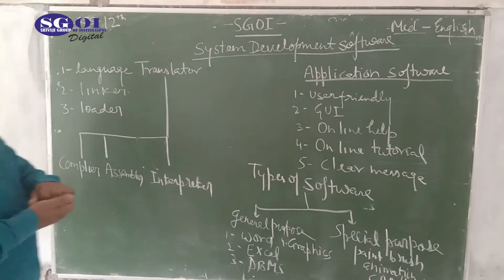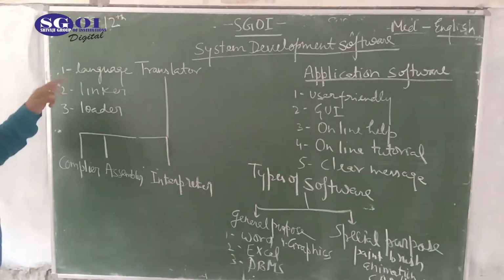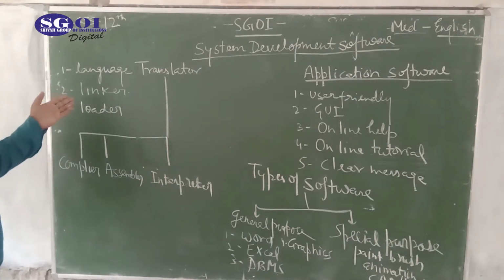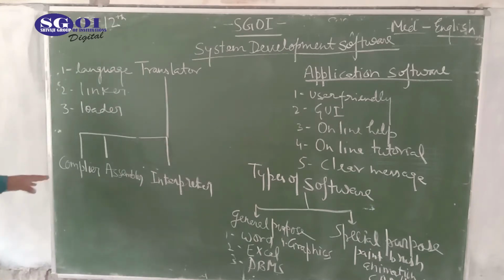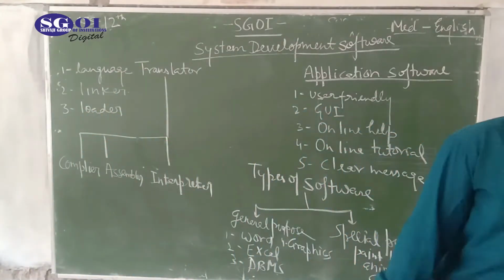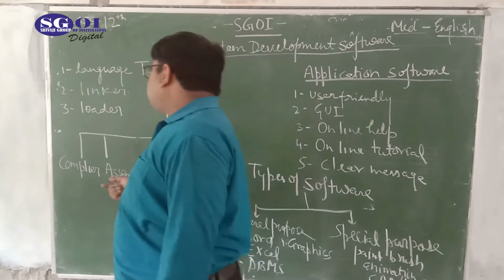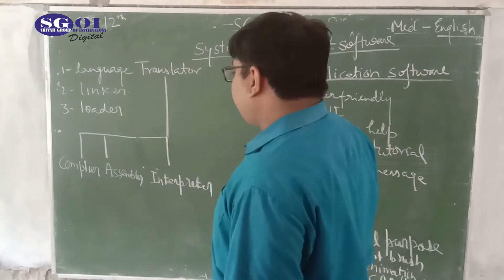And what are the parts of system development software? There are three parts of system development software. First part is language translator, the second part is linker, and the third part is loader. Firstly we understand which type of language translator are used in system development software. There are three types of translators which are used: compiler, assembler and interpreter. Firstly we understand why we use these types of translators in development of softwares.